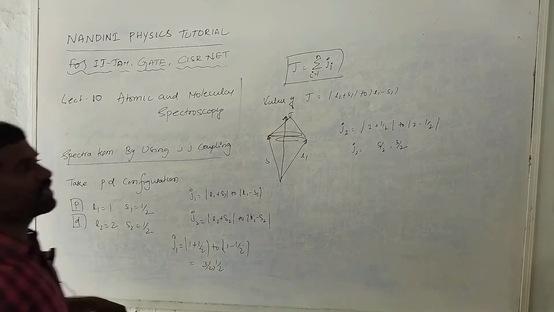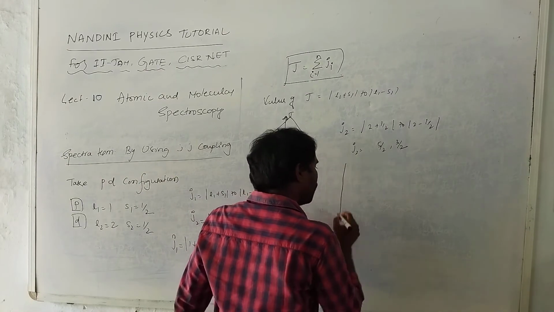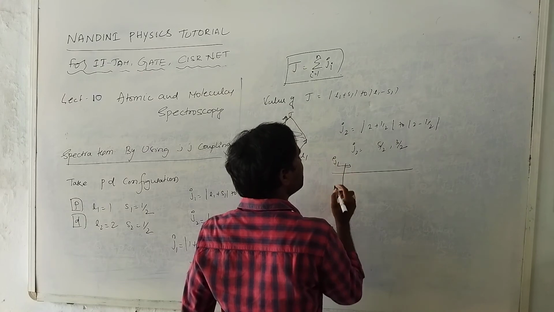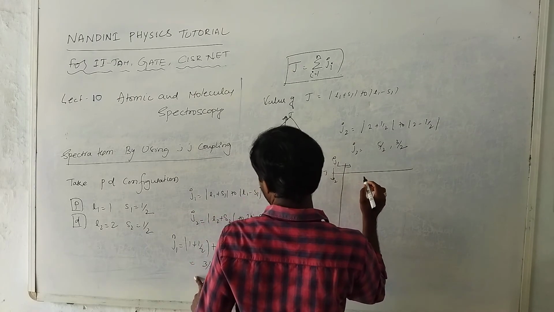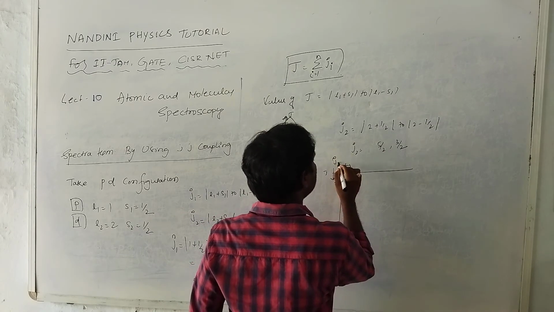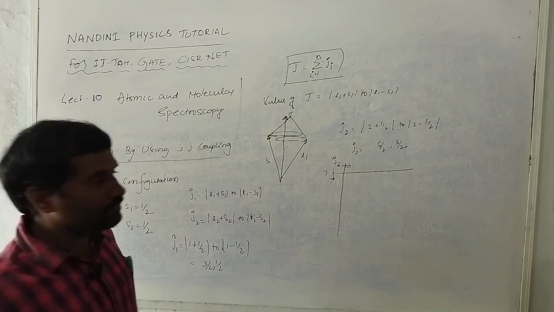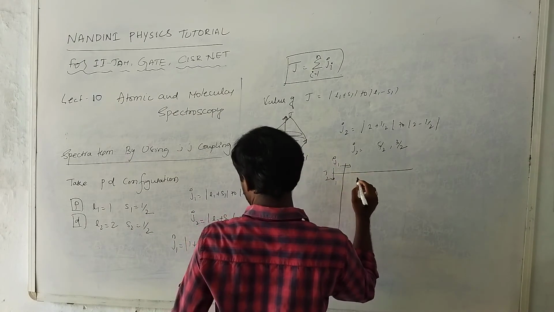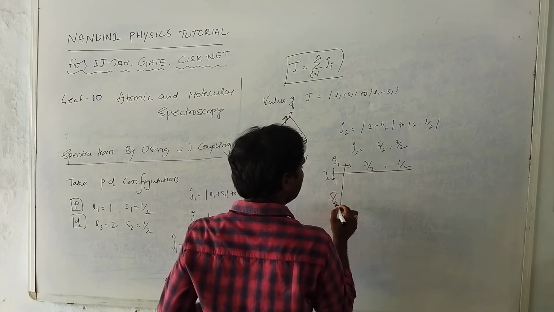Right now I am using the spectral terms. Take the chart again: the J1 value is represented here and the J2 value is represented here. So this is the total spectral terms. What is the J1 value? J1 values are 3 by 2 and 1 by 2, and J2 values are 5 by 2 and 3 by 2.